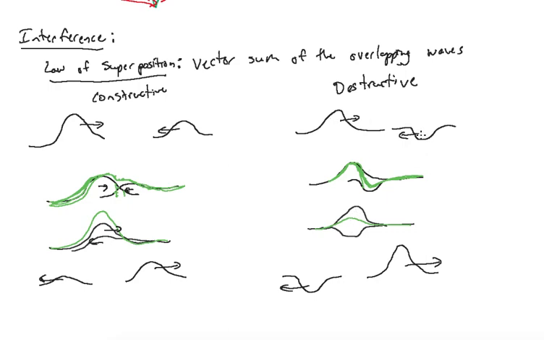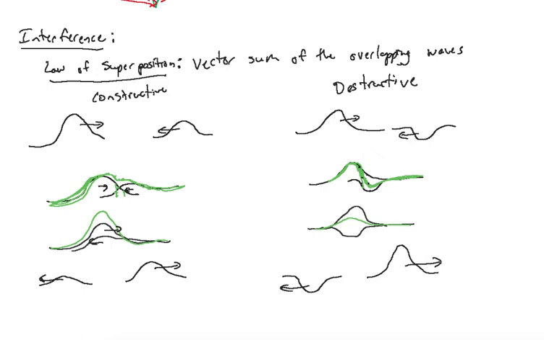Crests are positive numbers, troughs are negative numbers. And when they're slightly overlapping, you can't just look at the crest and the trough. You have to go point by point. So you look at this positive number and this negative number, and you add them up, and that's where it'll end up. And this positive number and this negative number, and you add them up, and that's where the wave will be at that point.